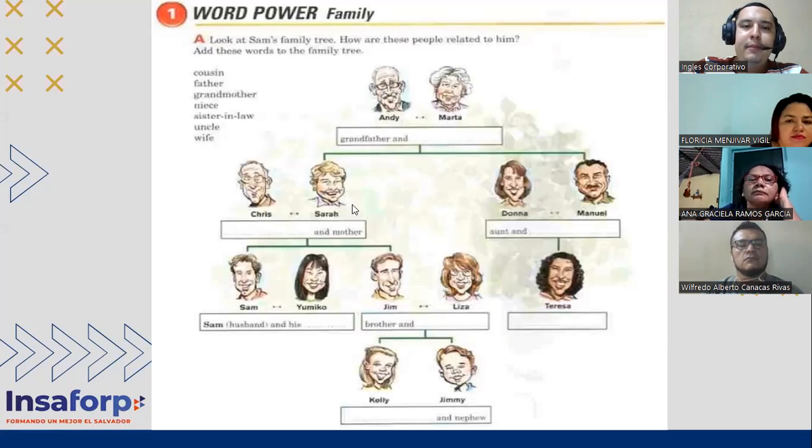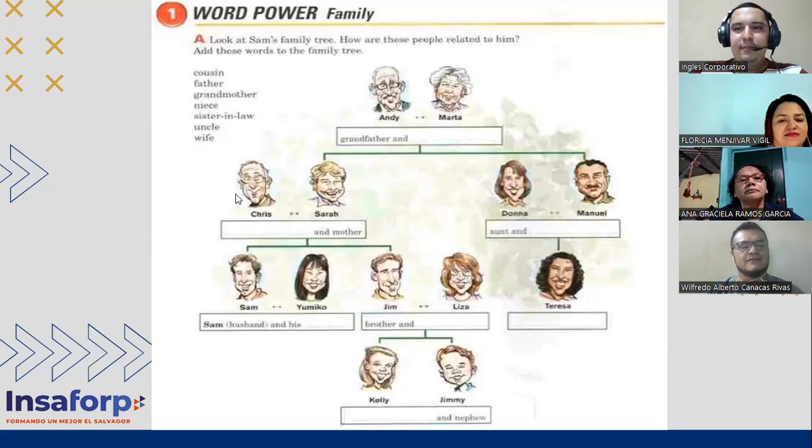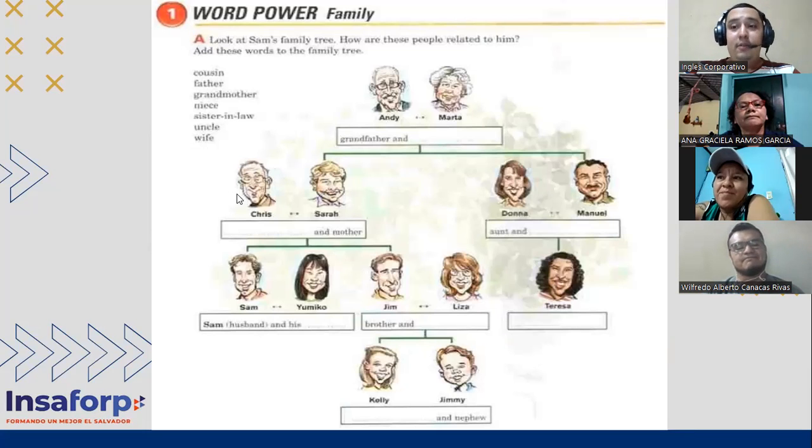Here we have Chris and Sarah. Oh, I was getting confused with the image. I saw that it was a man, but it said Sarah. Okay, here is the mother. Who do you think is going to be Chris? Father. Okay, the role of Chris is father.